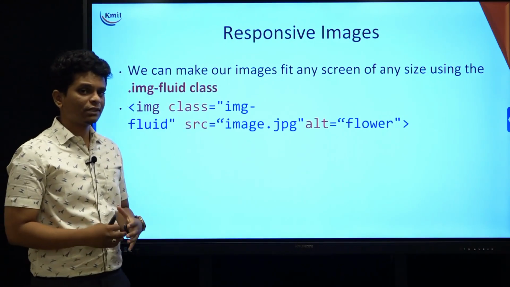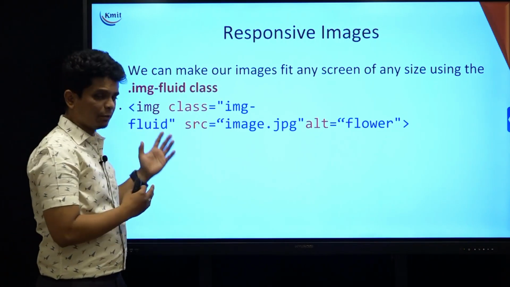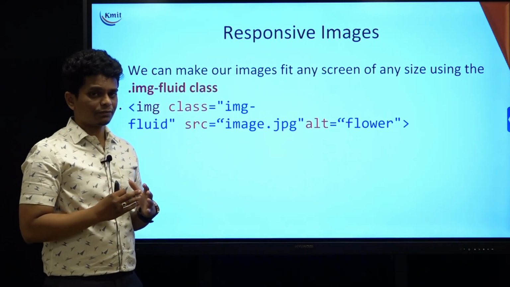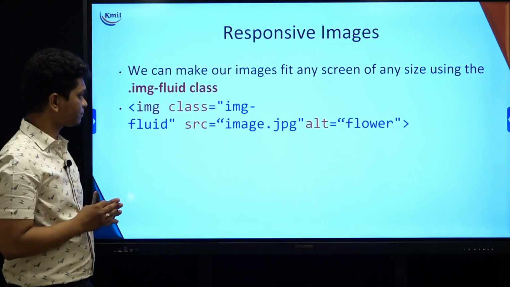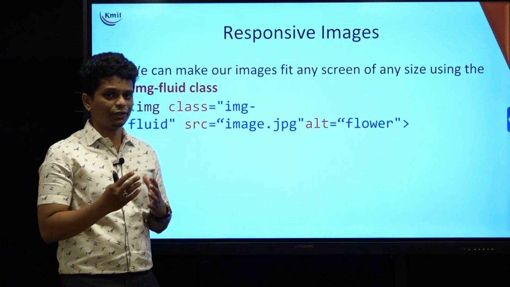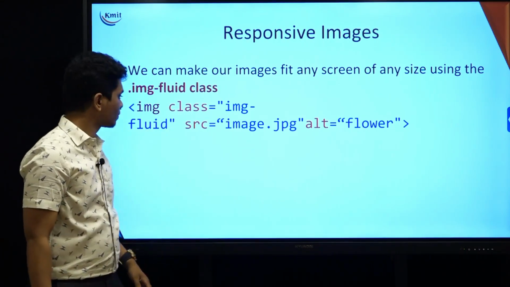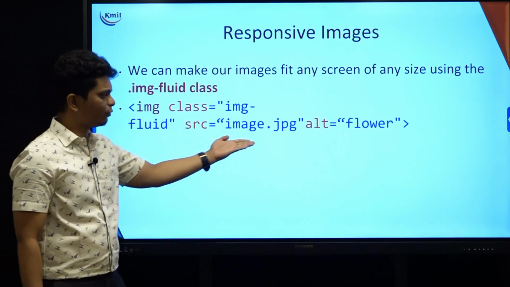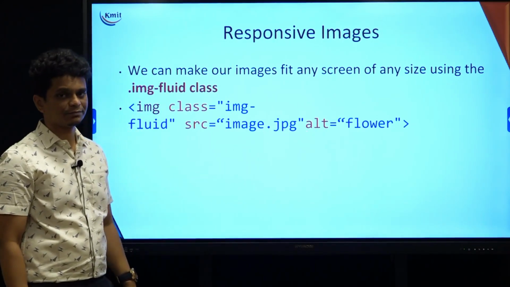If we are using the fluid class for an image, the height and width are handled differently. The width is set to 100%, whereas height is auto. And that is, we do not have to worry about the variations. The fluid class will take care of the height and width. So img class equals img-fluid, followed by the source of the image and the alternative text.